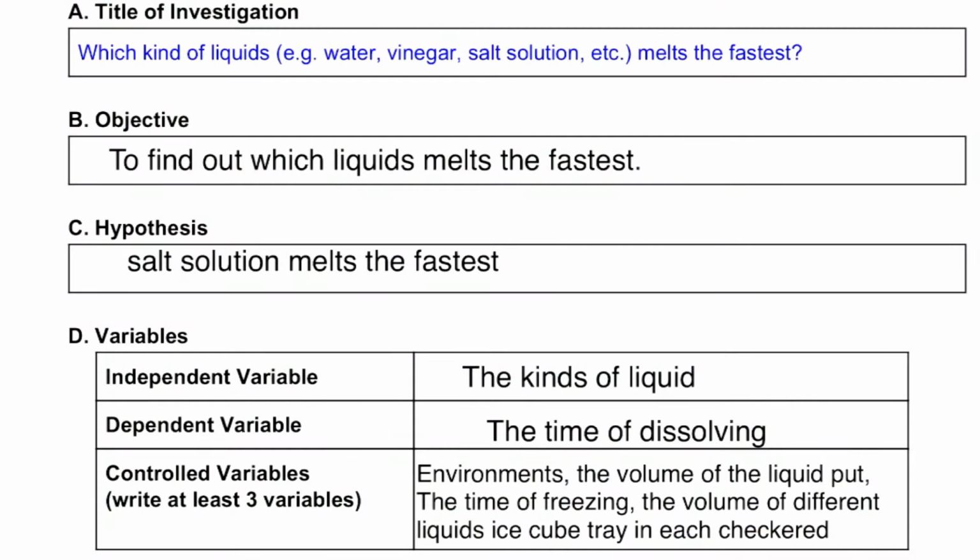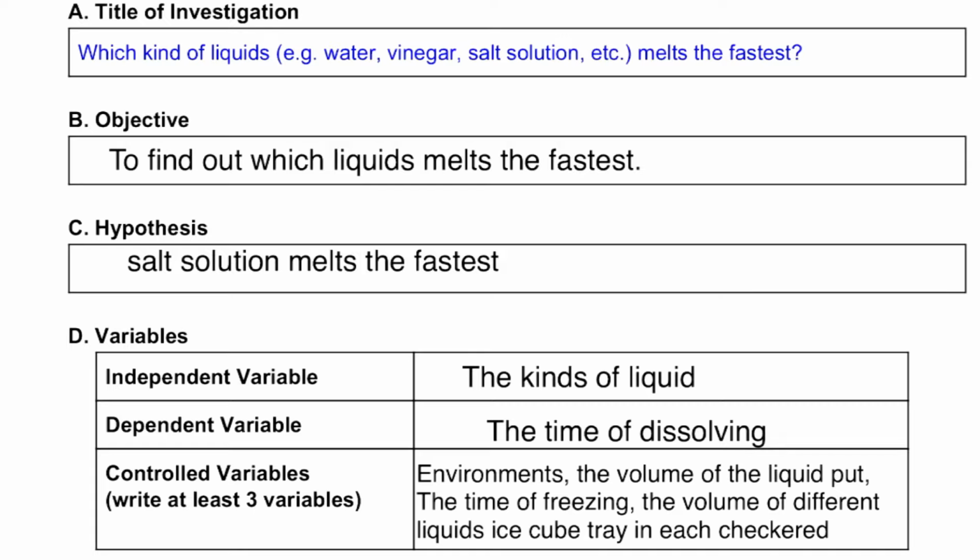Before we did the experiment, I made a hypothesis for this experiment. Salt solutions melt the fastest. However, now we saw the result. The vinegar melts the fastest. So it proves that my hypothesis is wrong.